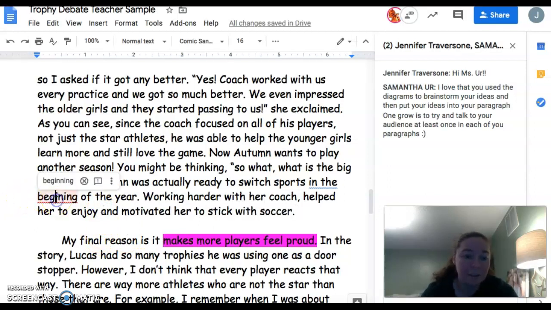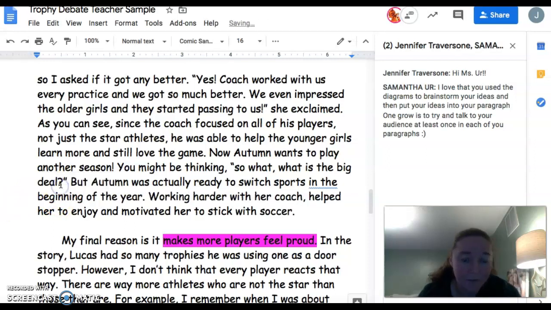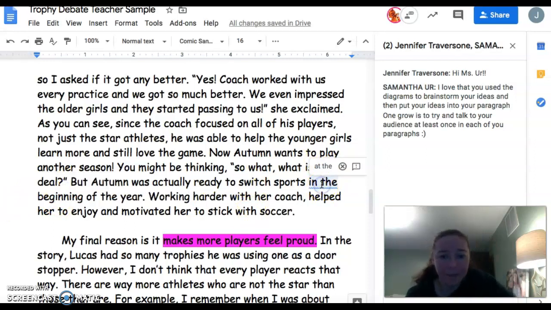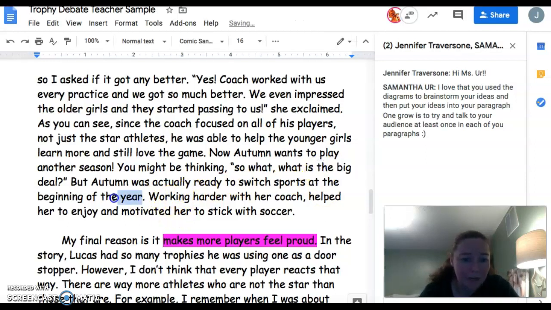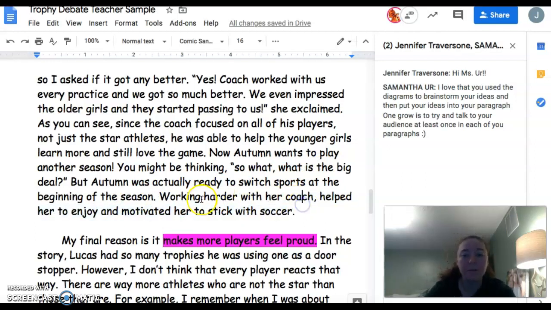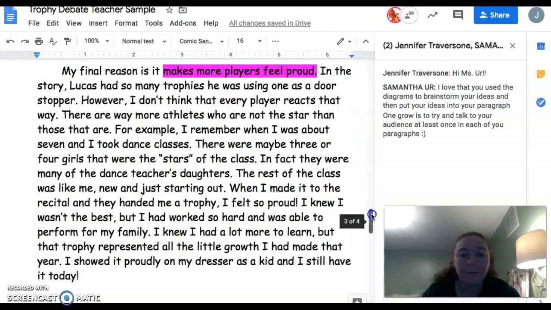Okay. And then again, you can see I spelled beginning wrong, so I'm just going to go ahead and fix that. Okay. So see my blue squiggle? But Autumn was actually ready to switch at the beginning of the year. In the beginning, at the beginning we'll change, and then it wasn't the year, it was the season. Perfect.